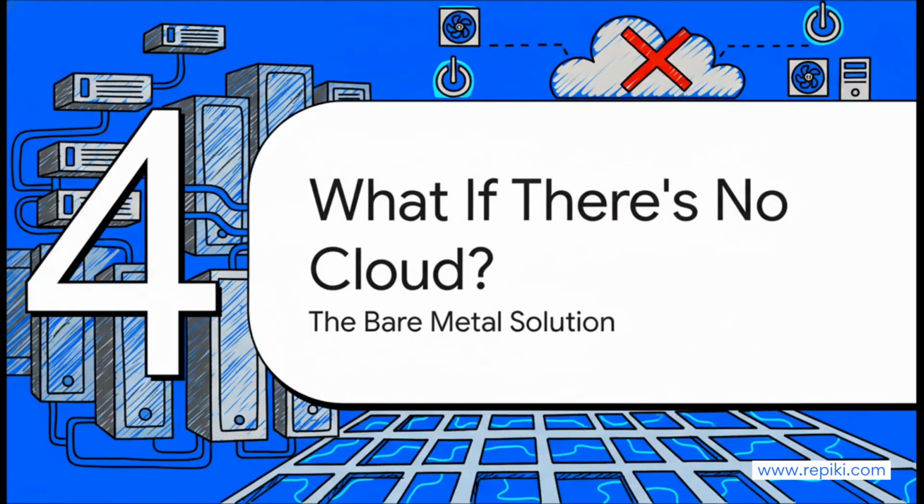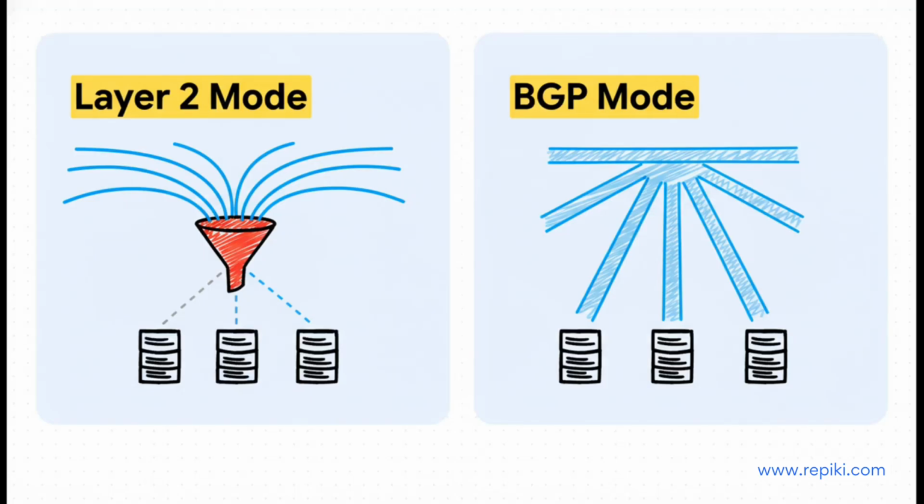But what if you're not in a major cloud? What happens when your cluster is running on-premise, on your own servers, in your own data center? How do you get a load balancer then? For these bare metal clusters, the go-to solution is a project called MetalLB. And it gives you two choices. Layer 2 mode is the easy button. It's basically plug and play, but it creates a single point of failure, and failover can be pretty slow.